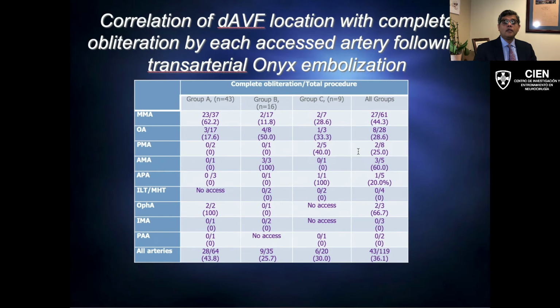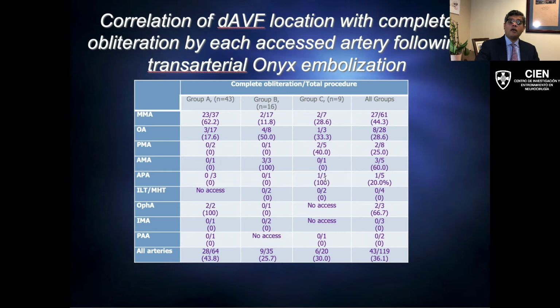Now, when you look at how we accessed these fistulas for embolization, you can see that the middle meningeal artery was used in the majority of patients for group A. And this resulted in complete obliteration, versus group B, a smaller group, where the occipital artery was accessed, and again, the middle meningeal artery was accessed. And when you look at successful embolization in group C, you can see that we used the middle meningeal artery, the occipital artery, and the ascending pharyngeal artery in one case here. So for group A, it seems relatively straightforward in the sense that we try the middle meningeal artery first, but when it comes to group B and group C, we have to use more varied approaches.